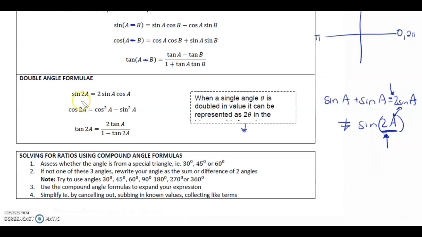Whenever we're working with sine of this double angle here, 2A, cos of 2A or tan of 2A, I think it's way better to substitute in an equivalence for that. Okay, and then this just says that when a single angle theta is doubled in value, it can be represented as 2 theta in these double angle formulas.